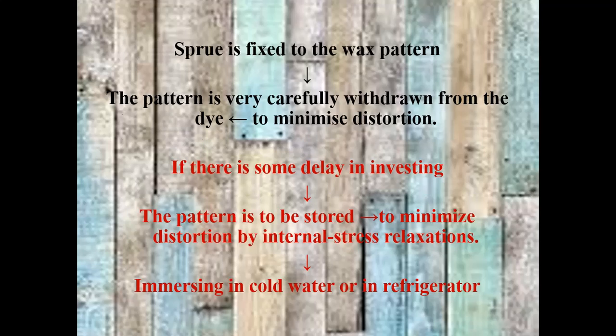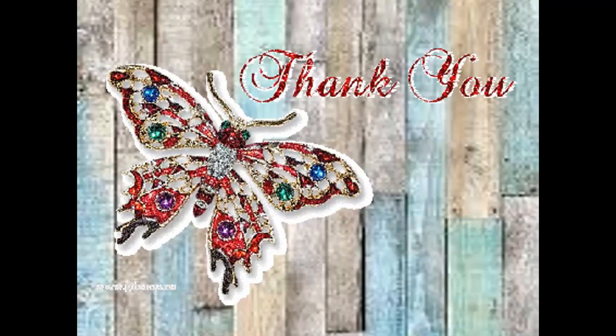Now, after the fabrication of the wax pattern, the sprue is fixed to the wax pattern, and the pattern is very carefully withdrawn from the die to minimize distortion. Now, if there is some delay in investing, the pattern is to be stored to minimize distortion by internal stress relaxation, in cold water or in a refrigerator. It should be placed in cold water or a refrigerator if it cannot be invested immediately. So with this, we just complete the wax pattern fabrication procedure.